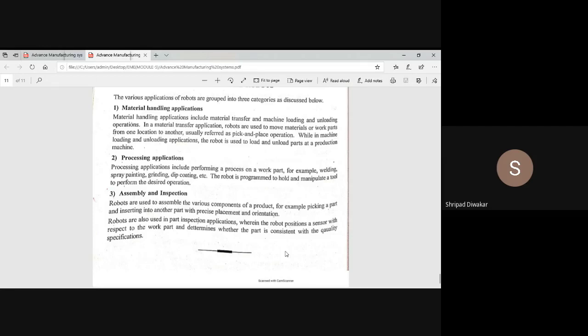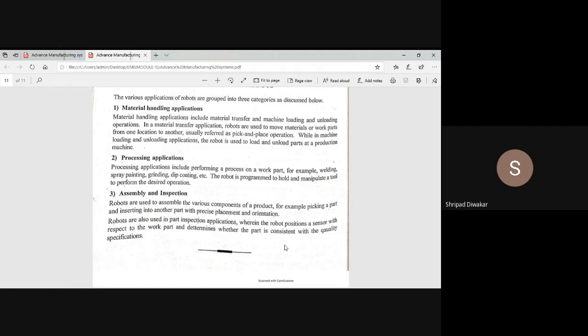For example, your car body consists of so many parts, and all the assembling of the parts is performed by robots. Robots are also used in part inspection applications. Robots can perform inspection operations as well. So these are the three basic important applications of robots.